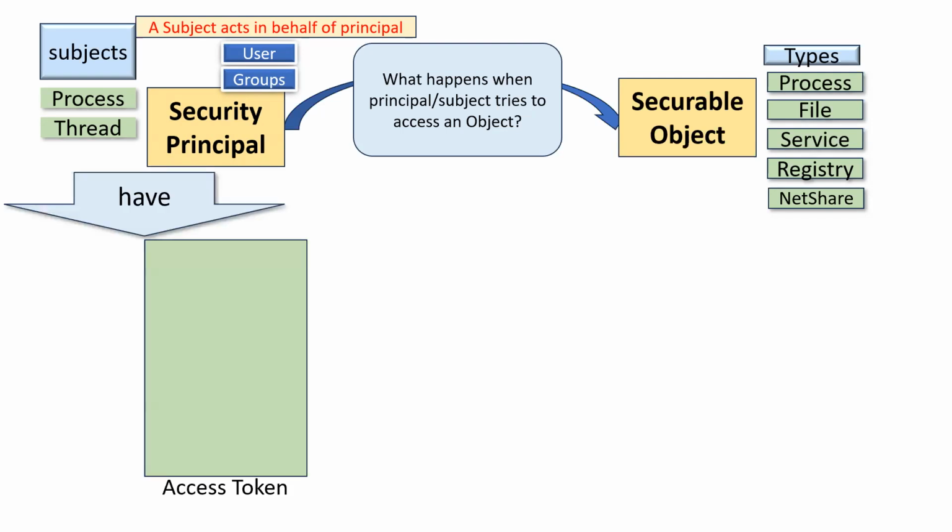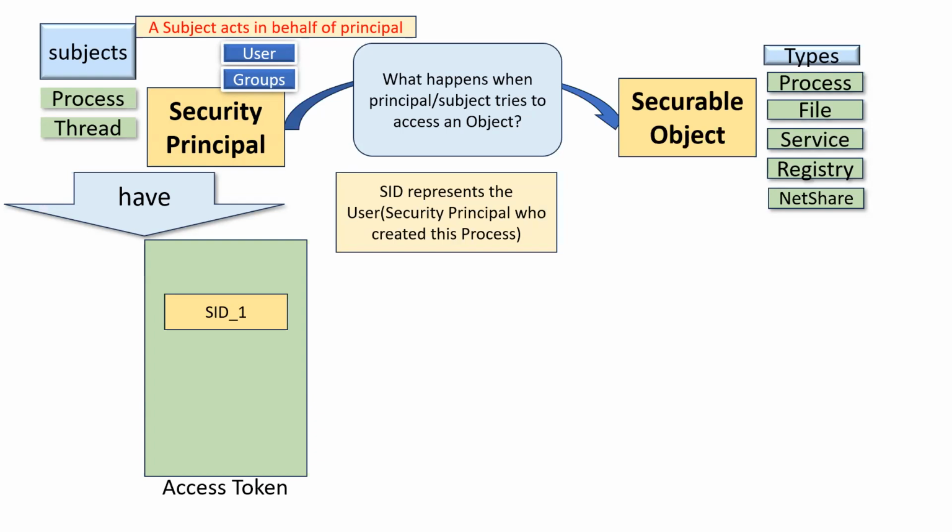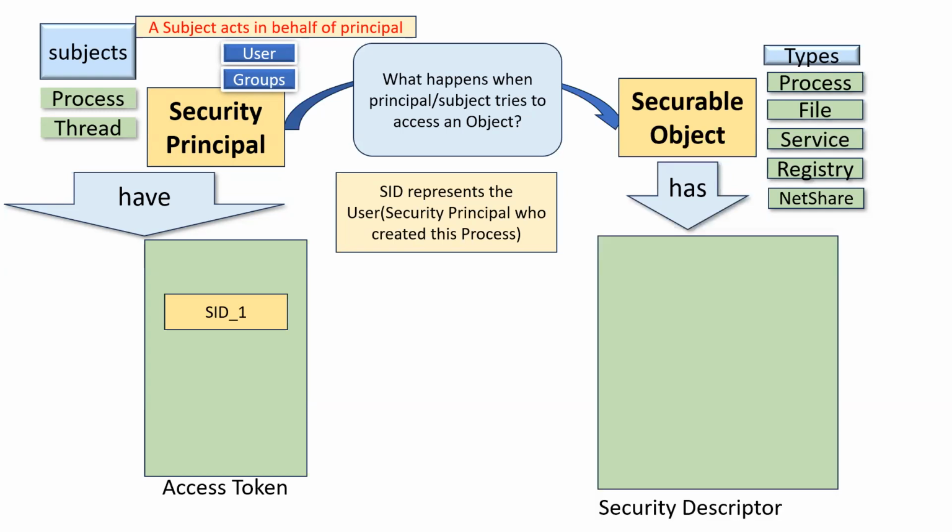So the subjects and the security principal have a security token. When a user logs into a system, he is assigned a security token. A security token has a field known as SID or security identifier, which uniquely represents the user who created this particular process. Now, a securable object has a data structure known as a security descriptor, which determines who can access this securable object and what kind of access he will get.